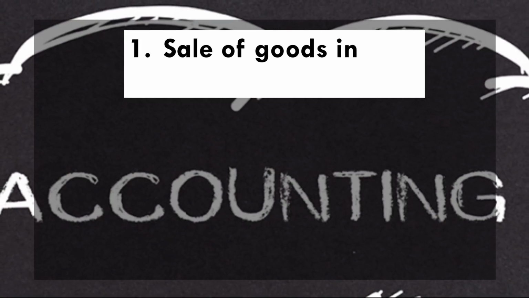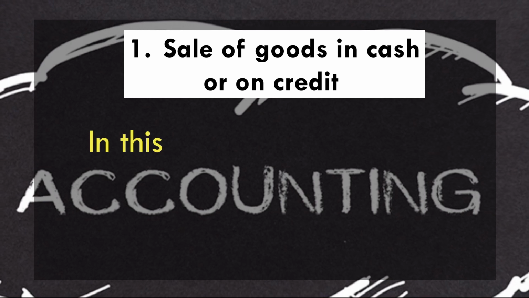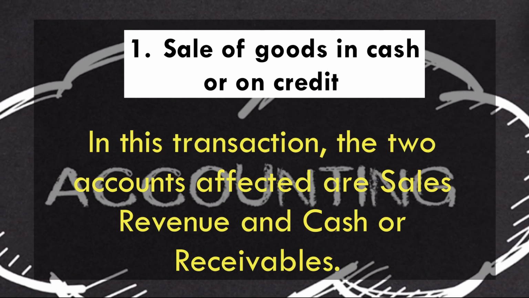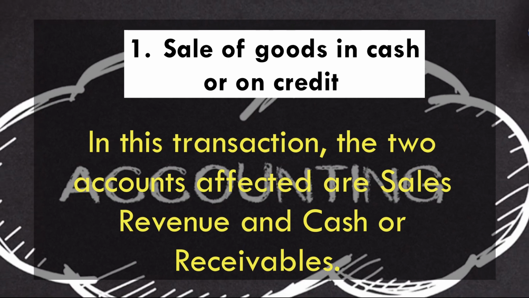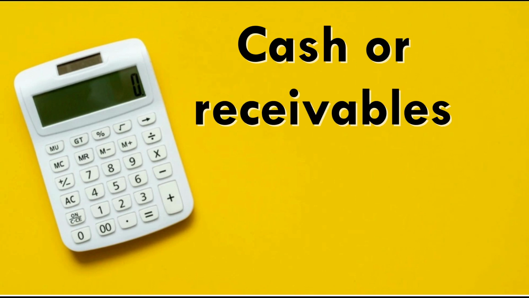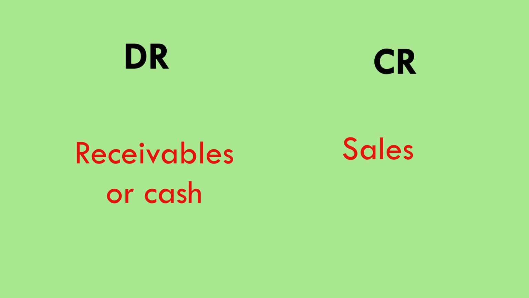The first of the transactions is sale of goods either in cash or on credit. In this transaction, the two accounts affected are sales revenue and cash or receivables. Sales is an income, and since it is increasing, we will credit it. Cash or receivables is an asset account, therefore this is going to be debited. This transaction can therefore be summed up as follows: debit receivables or cash, credit sales revenue.